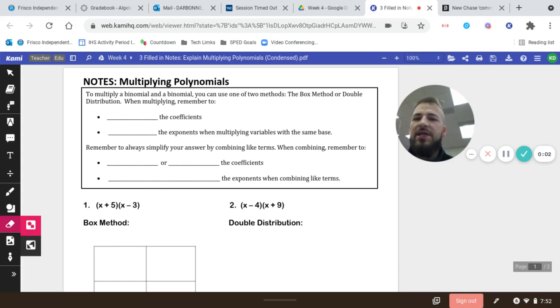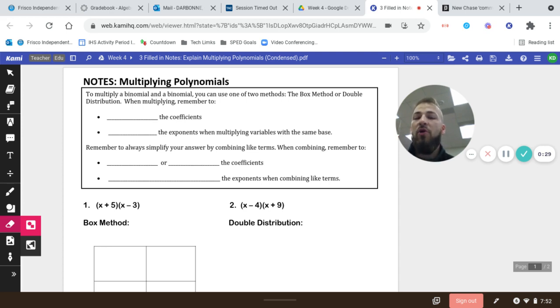Hey y'all, today we're going to be talking about multiplying polynomials. Multiplying polynomials, and specifically multiplying binomials, is something that we're going to be doing a lot in quadratics. We're going to explore two methods. One is called the box method and one is called double distribution, because multiplying them is really just doing that distribution method that we've talked about all year long twice. But let's get into it.